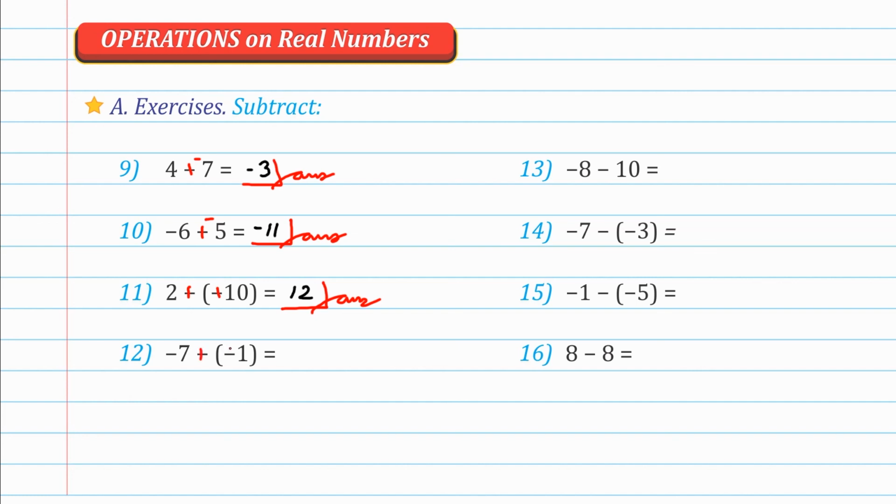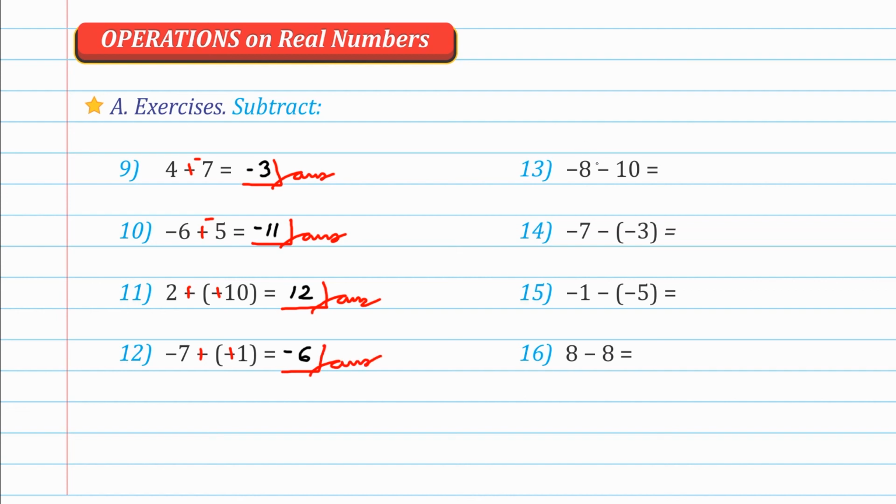Next, convert minus becomes plus. Negative becomes positive. So in the end, you simply have negative plus positive. They have different signs. Therefore, subtract their absolute values. 7 minus 1 is 6. The bigger sign wins, negative wins. Therefore, the answer is negative 6.